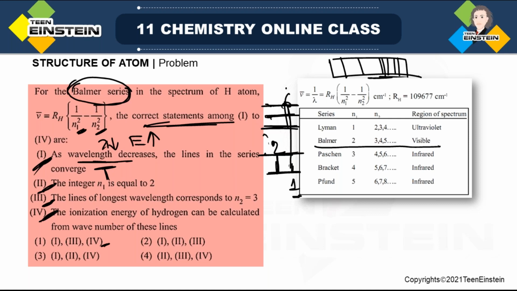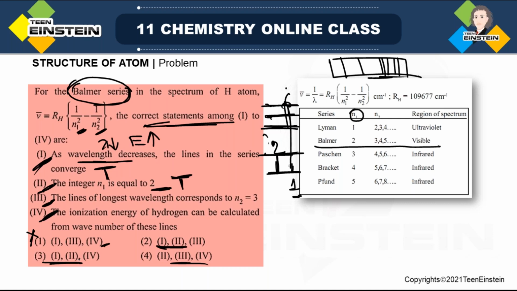Okay. Then the next statement, the integer n1 is equal to 2. Now this is true because for Balmer we know n1, that is n lower, is 2. So the first statement and the second statement are both correct. Based on this, you can cancel some options. First and second statements are true, and that is present in option 2 and option 3. So option 1 and 4 you can cancel.